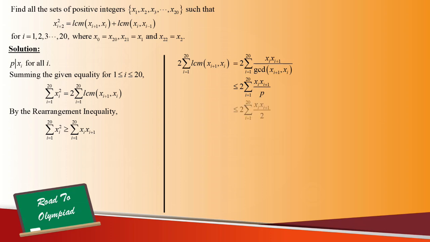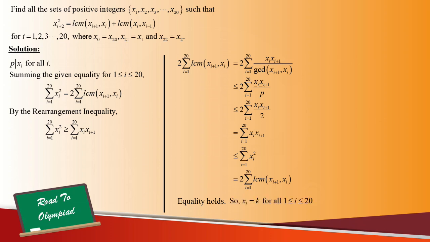This is less than or equal to 2 times the sum of x_i times x_{i+1} divided by p, because the greatest common divisor must be at least p, since p divides all x_i. And this is less than or equal to 2 times the sum of x_i times x_{i+1} divided by 2, because p is a prime and p must be at least 2. Cancelling the 2, we have the summation of x_i times x_{i+1}, which by the rearrangement inequality just now is less than or equal to the sum of x_i squared, which is equal to 2 times the sum of the LCM of x_{i+1} and x_i. Here we see that this whole thing is an equality.